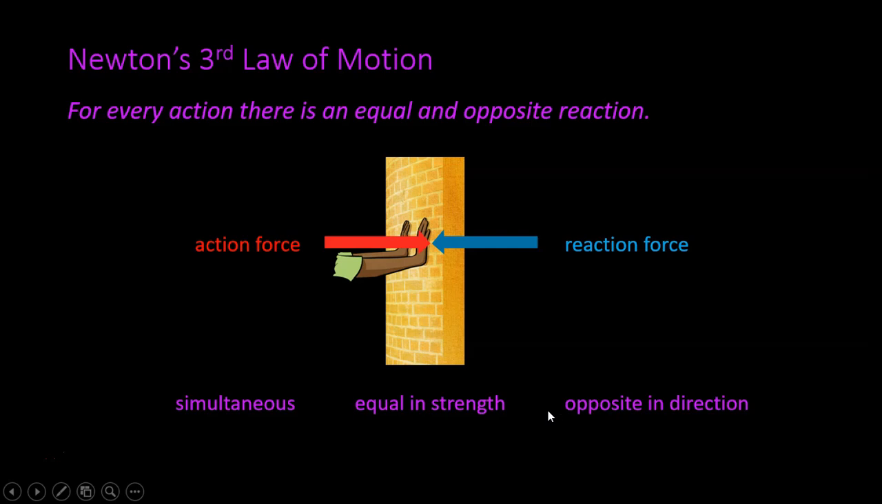So that's what Newton means when he says for every action there is an equal and opposite reaction. Forces happen simultaneously in pairs that are equal in strength and opposite in direction. Let's move on and learn how to identify action-reaction force pairs. And just to let you know, they're also sometimes referred to as Newton's third law pairs or Newton's third law force pairs.